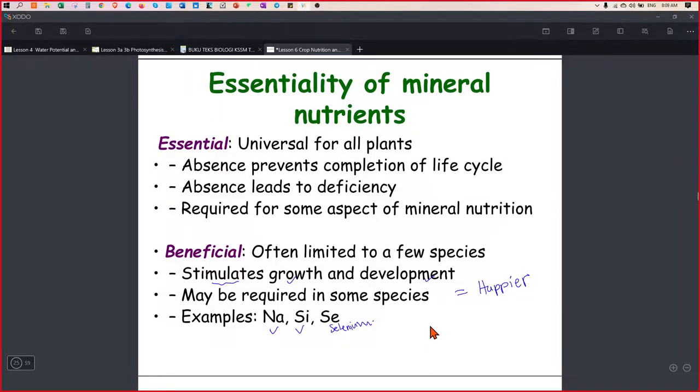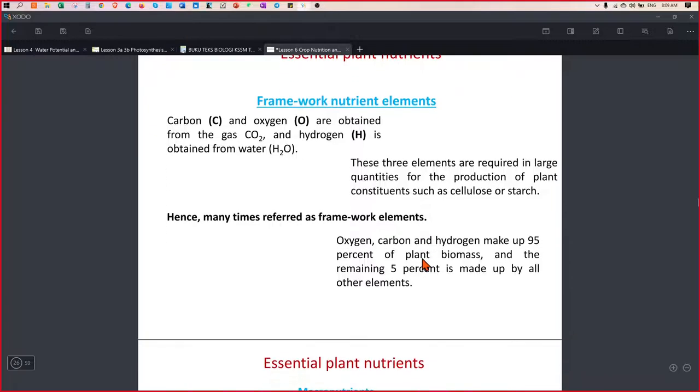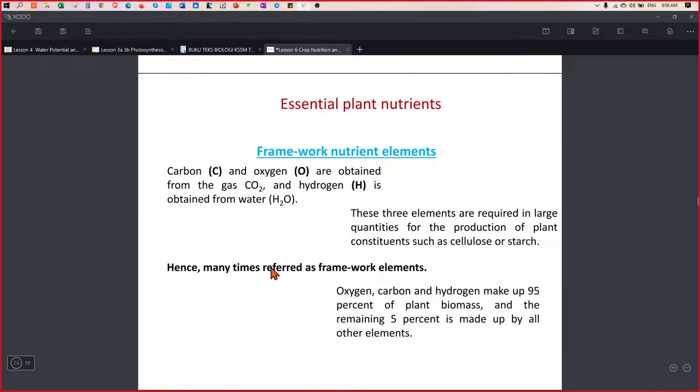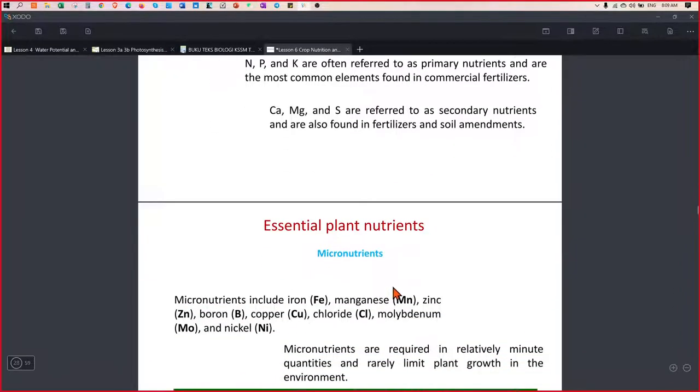So this is quite different from us humans' nutritional needs. Because selenium is essential to us, especially for males, because this is involved with reproduction. So without which probably you cannot procreate the species further, right? So remember, we have the framework nutrients, the CHO, and then we have the macronutrients. This is just to review again, so that when you are on your own, when you read this, you do it repeatedly so that it can get into your head.